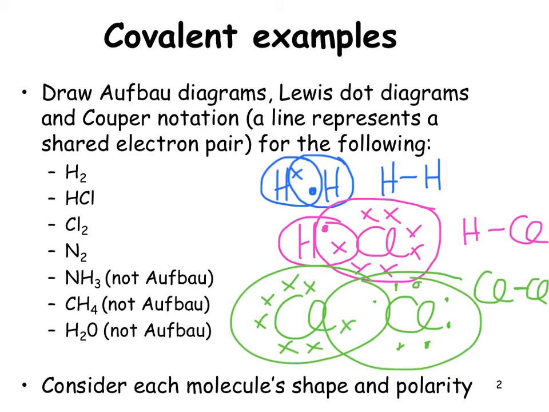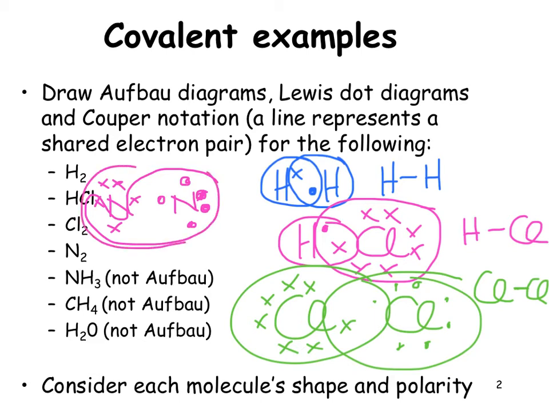What if I did something like nitrogen? Nitrogen has got 1, 2, 3, 4, 5 valence electrons. The next nitrogen has got 3 of them unpaired, so I just need to make them unpaired. Now they each want 3 extra electrons, so they borrow or share like that. As you can see, that's very untidy.